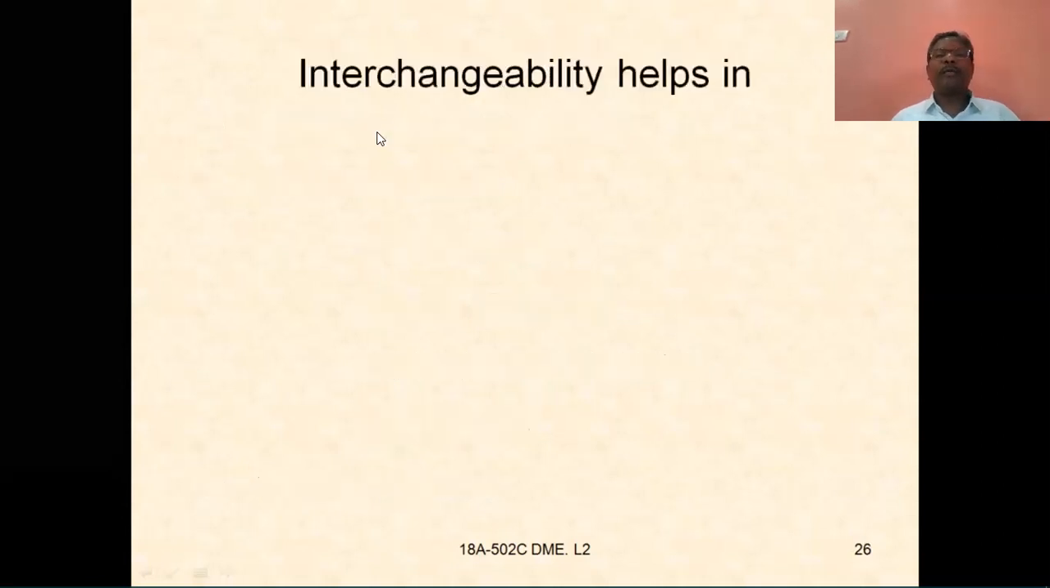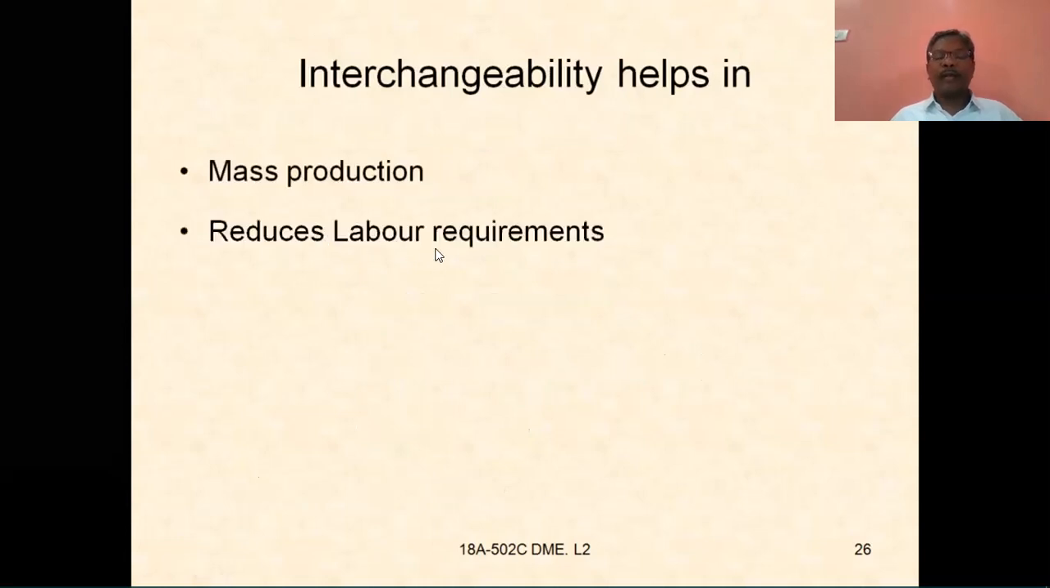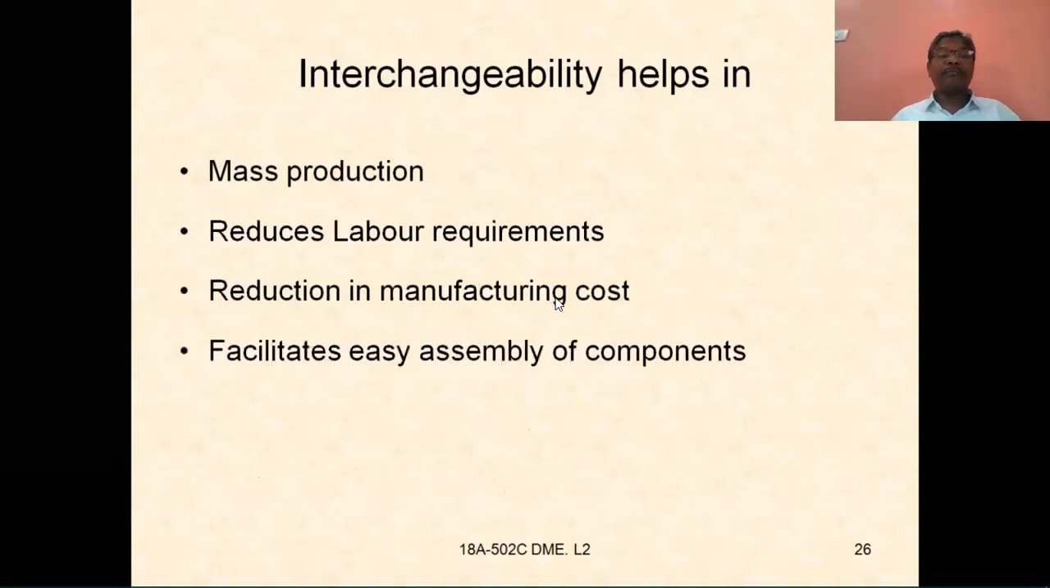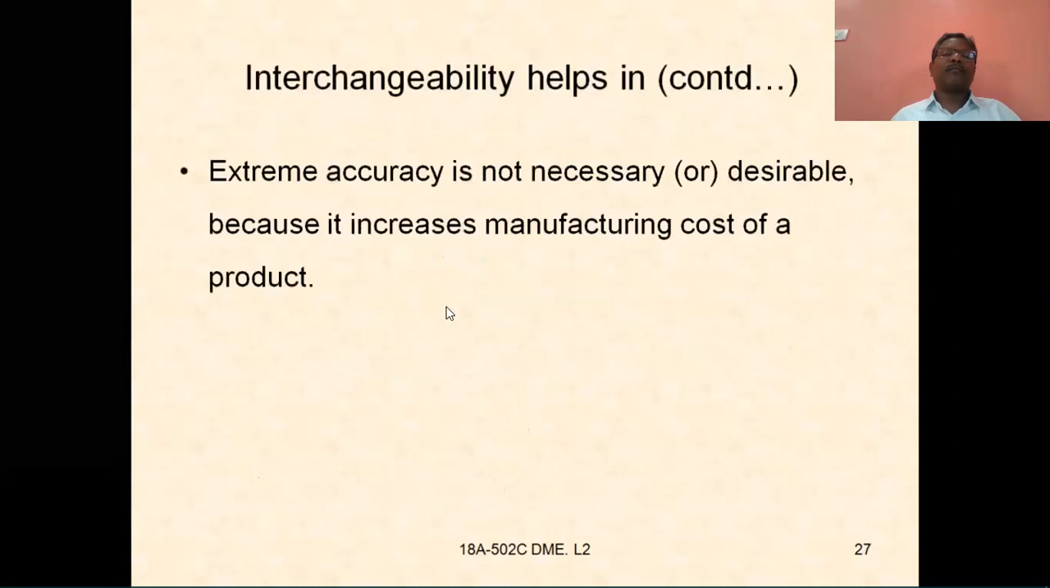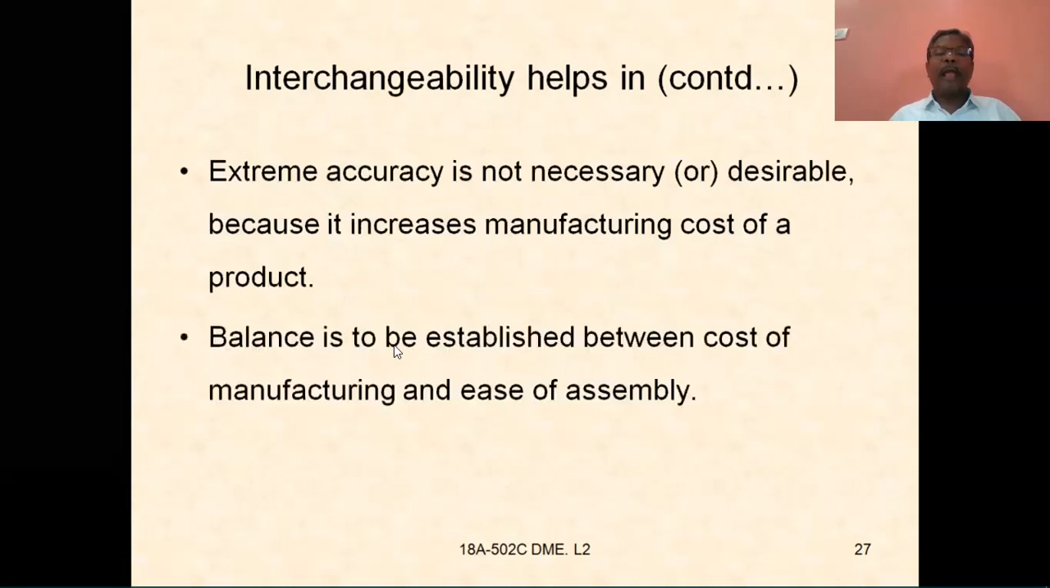Interchangeability helps in mass production, reduces labor requirements, reduces manufacturing costs, and facilitates easy assembly of components. Extreme accuracy is not necessary or desirable because it increases manufacturing costs of a product. That means accuracy increases the cost of manufacture. And balance is to be established between the cost of manufacturing and ease of assembly.